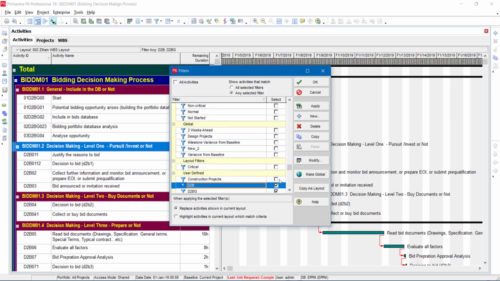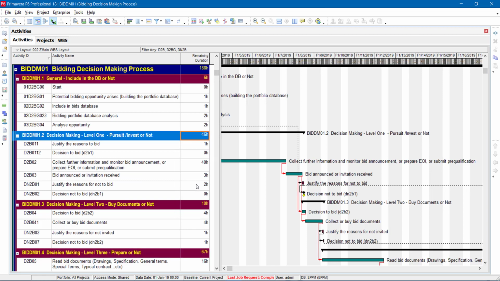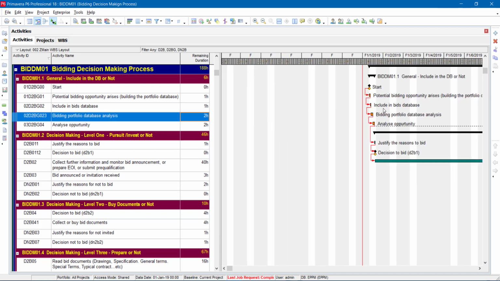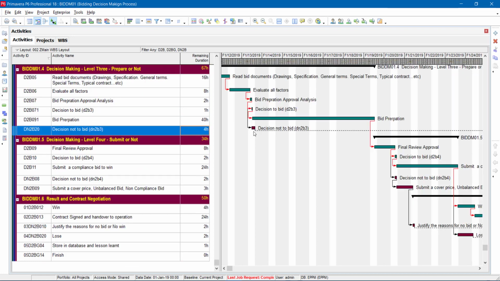If I go to filters and include the filter for decision not to bid and apply it, and let's go again. Now the 8 hours becomes 10, 67 is still there, and 46 here changes because we have 2 hours here. So we have different colors representing the process: orange for the general activities, dark green for decision to bid, and brown for decision not to bid. And this is always there. And here is how we work and do our work.